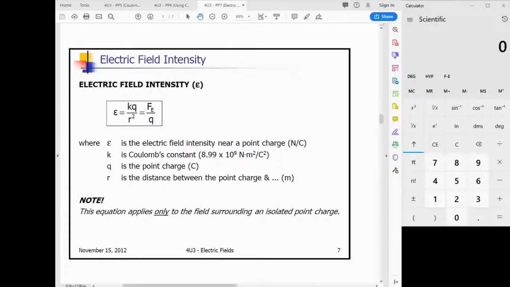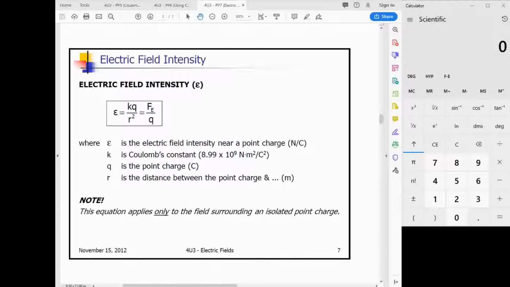So this is the equation for electric field intensity. Epsilon equals KQ over R squared. Epsilon also equals FE over Q. Epsilon is the electric field intensity. It's measured in newtons per coulomb. K is Coulomb's constant, Q is the point charge, and R is the distance between the point charge and the source.